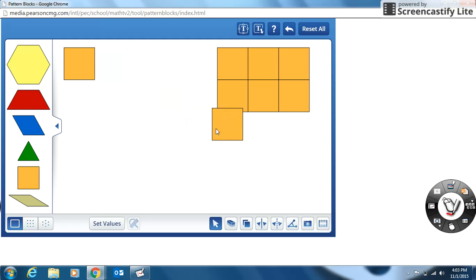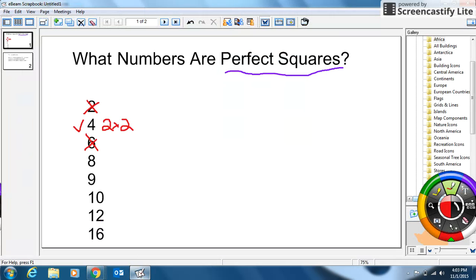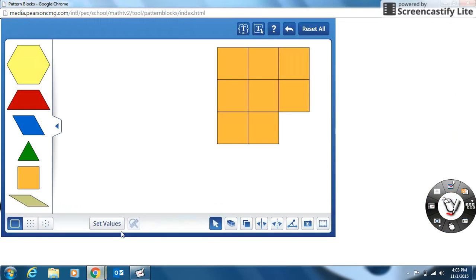Oh, you know what? No, I cannot. Almost, but doesn't count. So 8 would not be an example of a perfect square. Let's go to 9. So I have 1, 2, 3, 4, 5, 6, 7, 8. Need to add another square. I'll add it right here. Hey, what do you know? We have a perfect square already. We have 3 by 3.